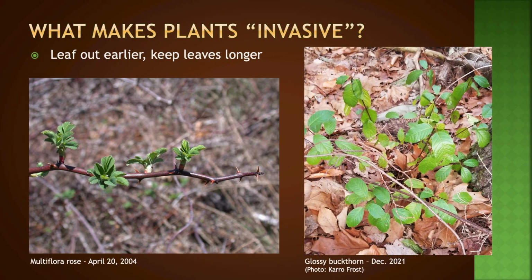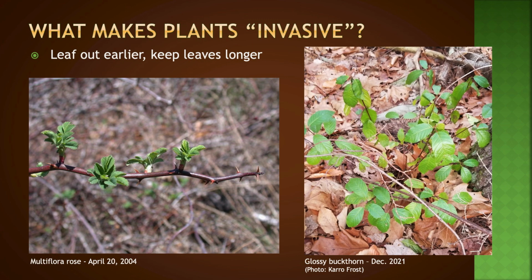Another characteristic associated with invasive success is plants that leaf out earlier in the season than their native counterparts or keep their leaves longer. So a good example of this is multiflora rose. On the left, that is a shot that I took in April. And you see the background is brown. That's because everything else there is dead except for the multiflora rose. So all the native species, they aren't growing yet, but the multiflora rose has already woken up and is putting out fresh leaves. So that gives it a longer growing season than a lot of native species.